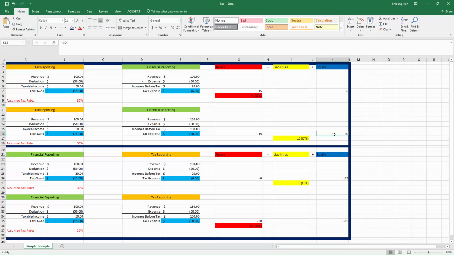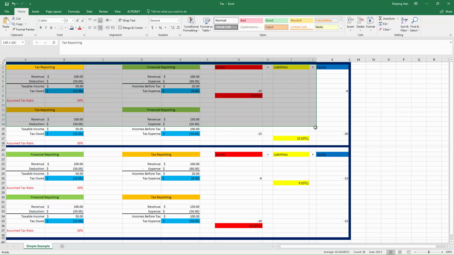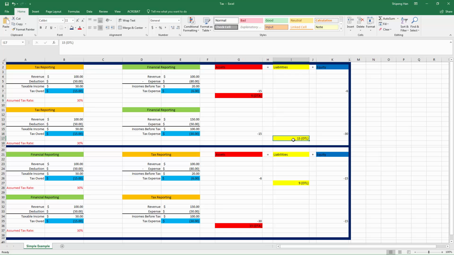So what's the difference? $15. In this case, the company incurs $30 but only pays 15. So it actually owes the government $15. This is like a liability, so it is recognized as $15 deferred tax liabilities. Liabilities increase 15, so the accounting equation is still balanced. These are the two scenarios when a company recognizes either deferred tax assets or deferred tax liabilities.